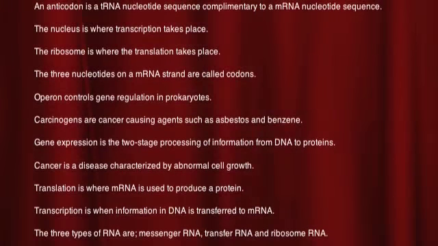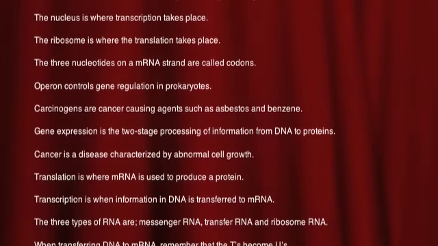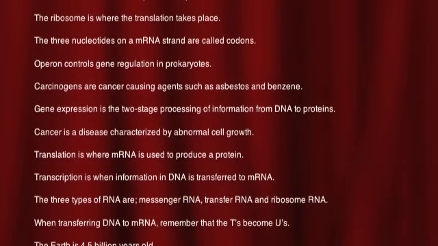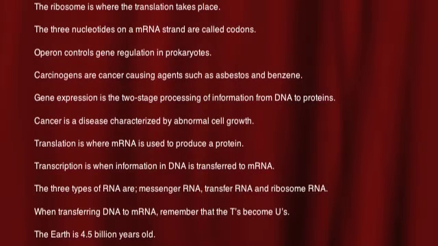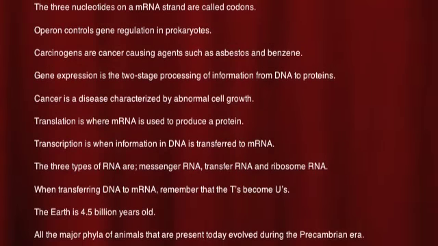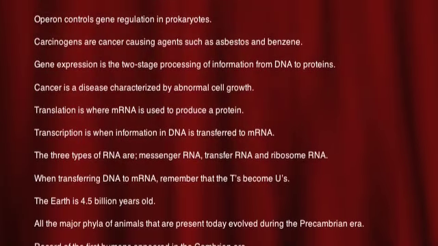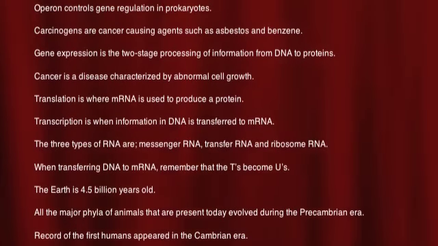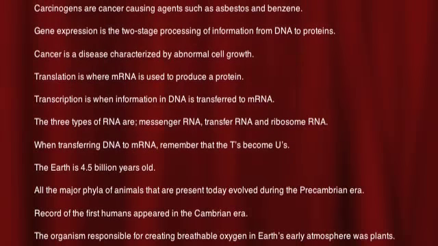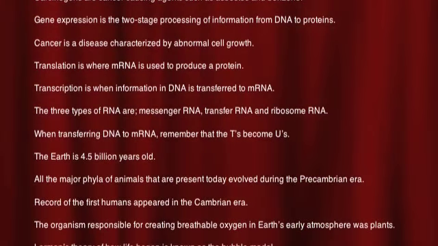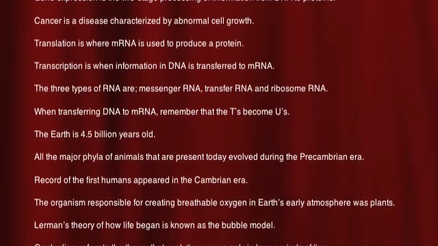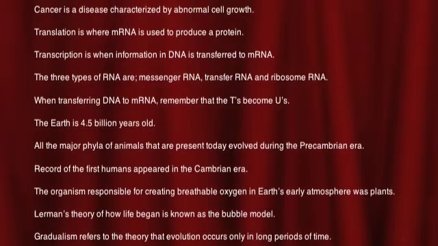Gene expression is the two-stage processing of information from DNA to proteins. Cancer is a disease characterized by abnormal cell growth. Translation is where mRNA is used to produce a protein. Transcription is when information in DNA is transferred to mRNA. The three types of RNA are messenger RNA, transfer RNA, and ribosomal RNA. When transferring DNA to mRNA, remember that the T's become U's.